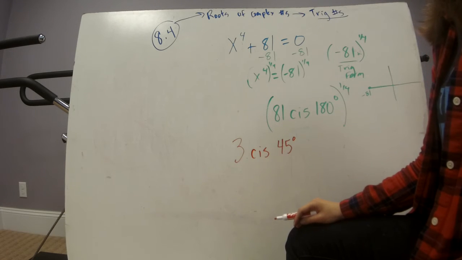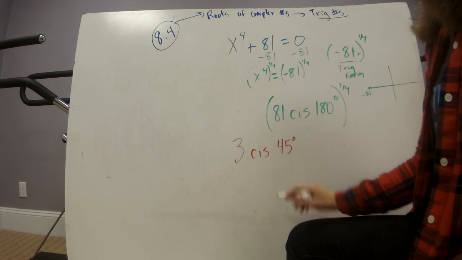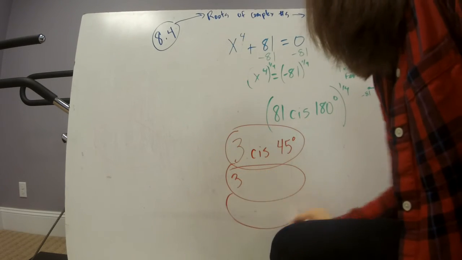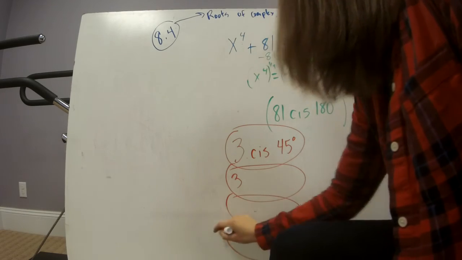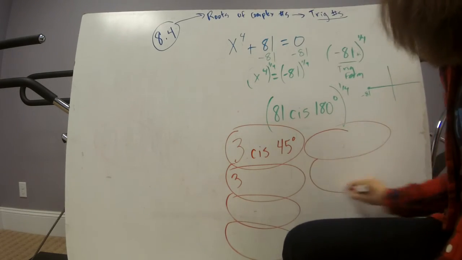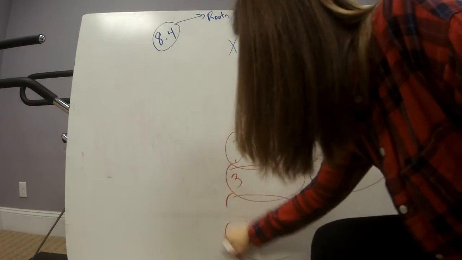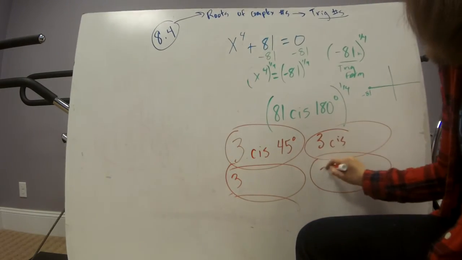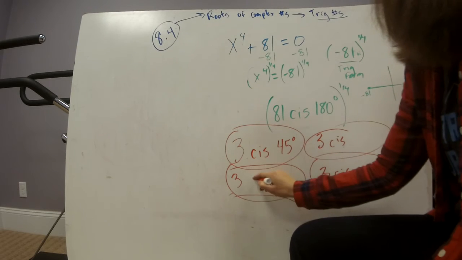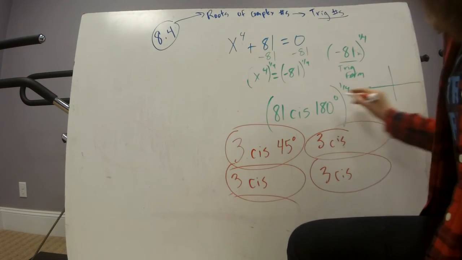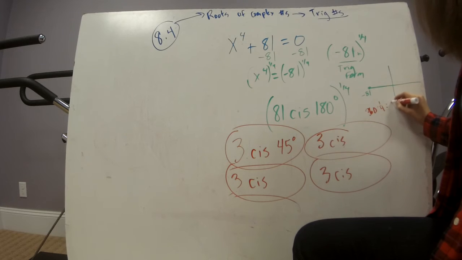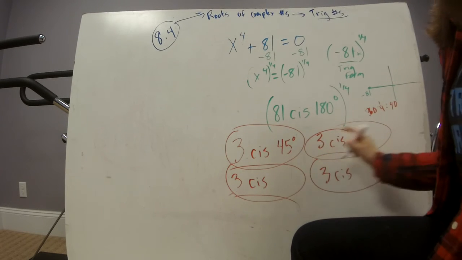And then, alright, what we do is we say, okay, I need 4 answers. Hope I don't run out. Maybe I should put 2 of them over here. I'll do that. Then I'm sure I don't run out of room here. So all of them are going to have 3 cis on them. And now I take 360 times a 4th, which is 90. And I just keep adding 90 to this till I get all of them.